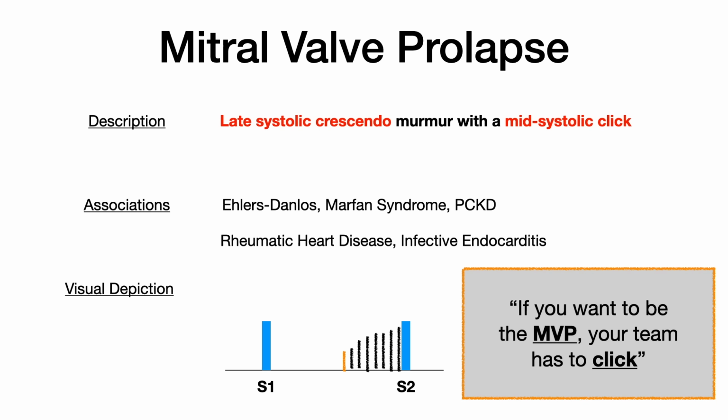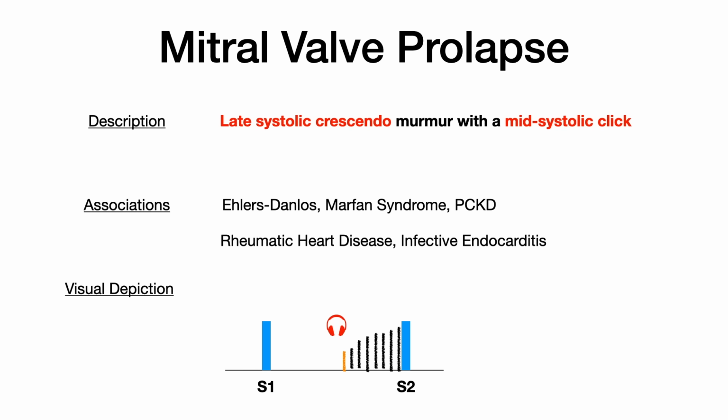So when your headphones are on, if you hear that click, your team has to click, you're the MVP, mitral valve prolapse. So when we listen to mitral valve prolapse, we really need to pick up on that late systolic crescendo murmur with the mid-systolic click. So I'm going to play that for you now. This is what mitral valve prolapse sounds like.